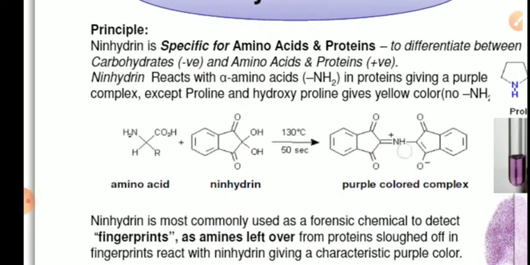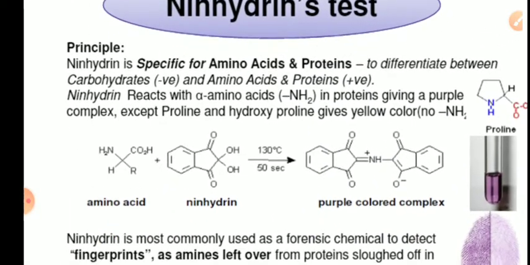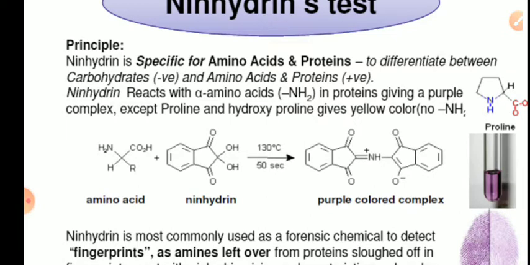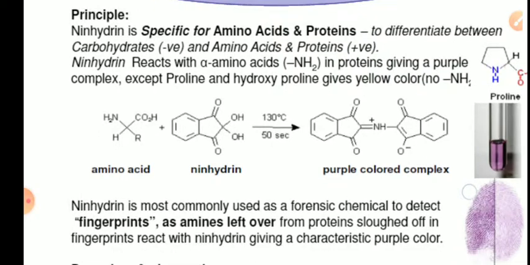The next test is the Ninhydrin test. The Ninhydrin test is especially used for identification of amino acids and proteins, and also to differentiate proteins from carbohydrates. Ninhydrin combines with amino acids present in protein. Two molecules of Ninhydrin combine with one molecule of amino acid and form a purple colored complex called Ruhemann's purple. Almost all amino acids give purple color except proline and hydroxyproline, which form a yellow colored complex.